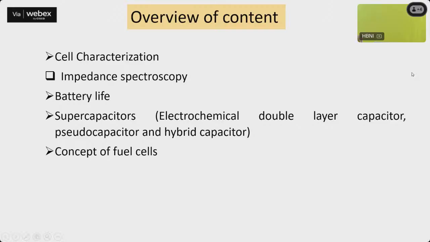What I'll be covering today will be cell characterization. A part of the cell characterization we had already covered. If you remember, CV and all we had covered in the last lecture. So today we'll continue with that, and we will be talking about a very important technique, which is impedance spectroscopy. Then we'll have a little bit of discussion on the life of a battery.